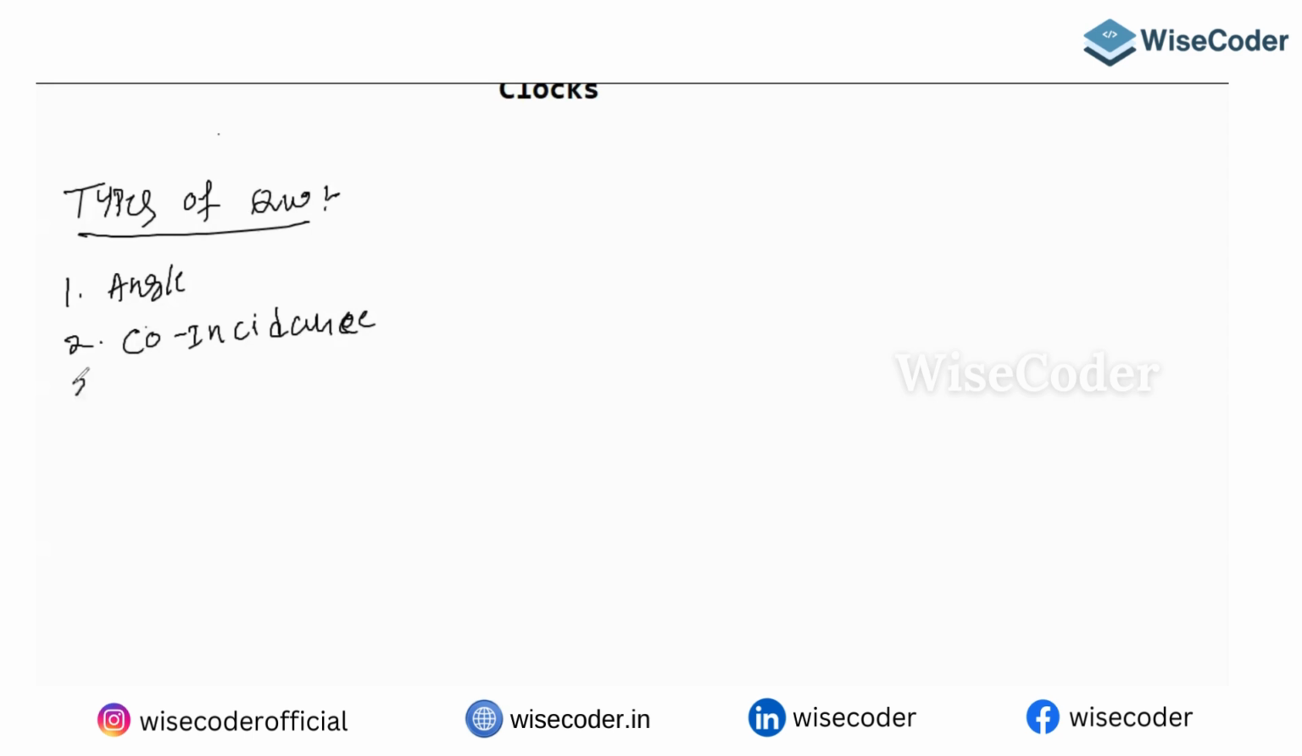Third one is time period. The time period will be given, you need to figure it out. And next will be watch slow or fast kind of questions. These are the types of questions he'll give in clocks. So let's understand the clocks concept.